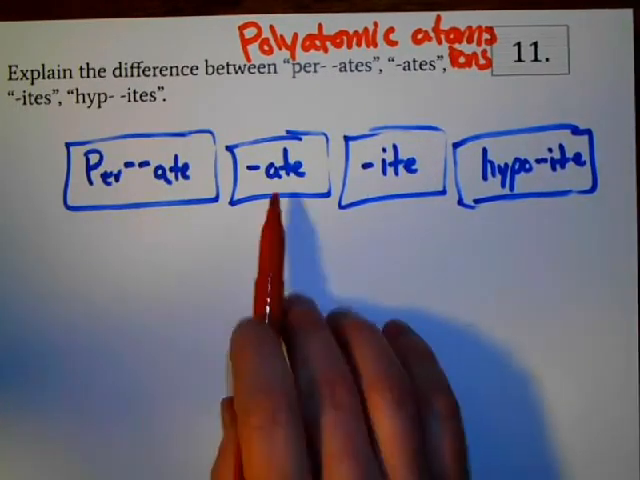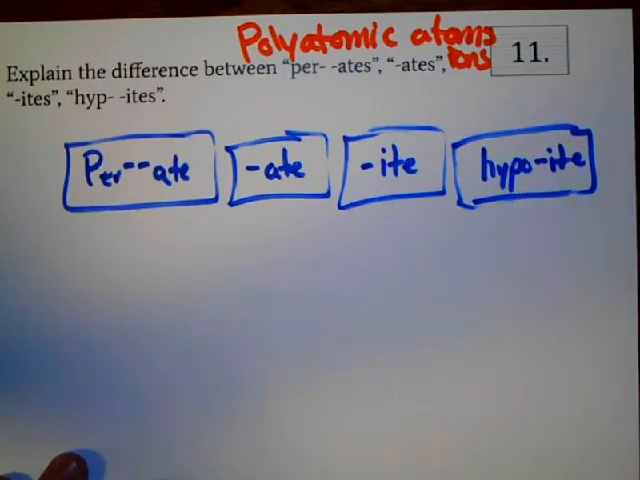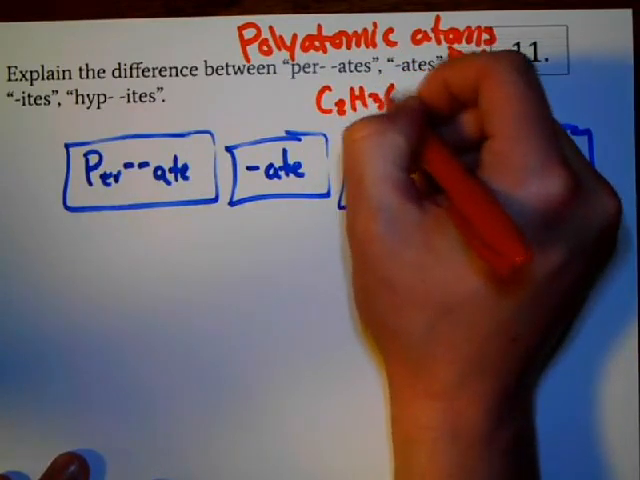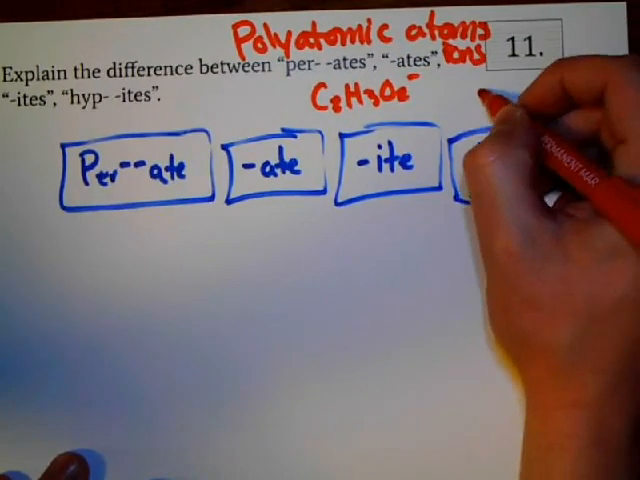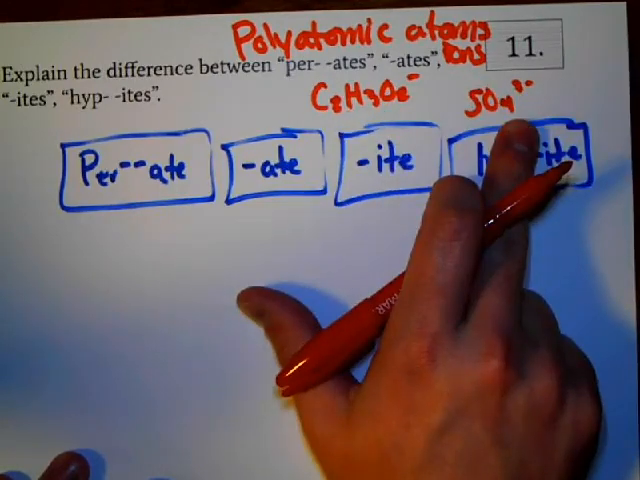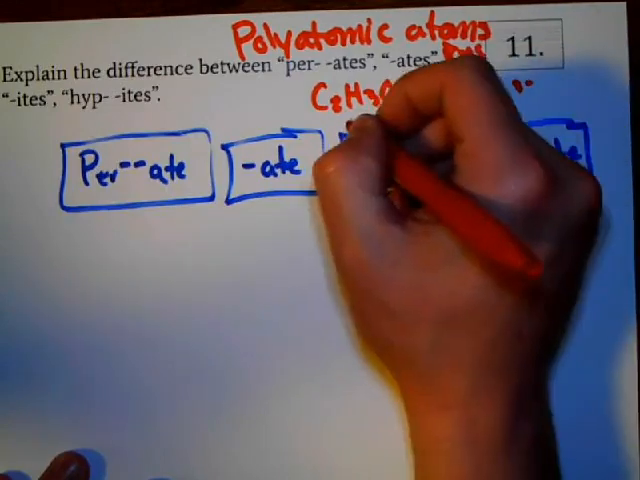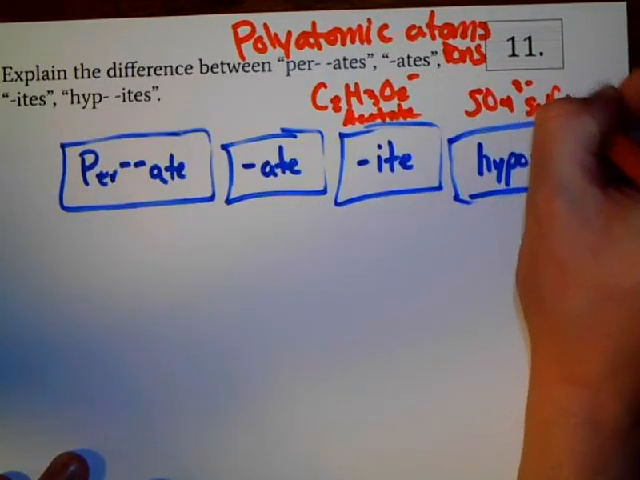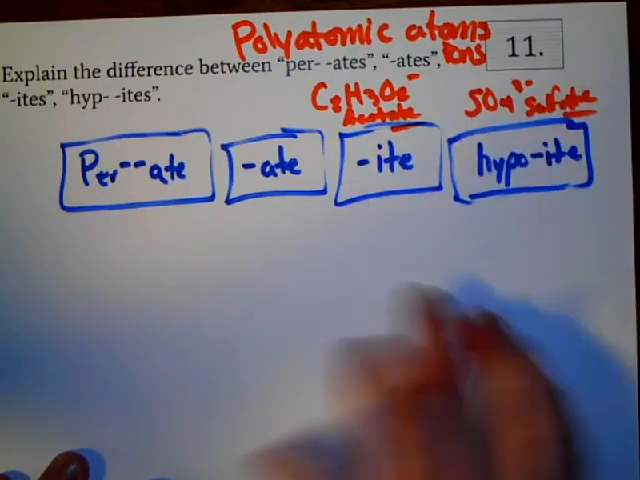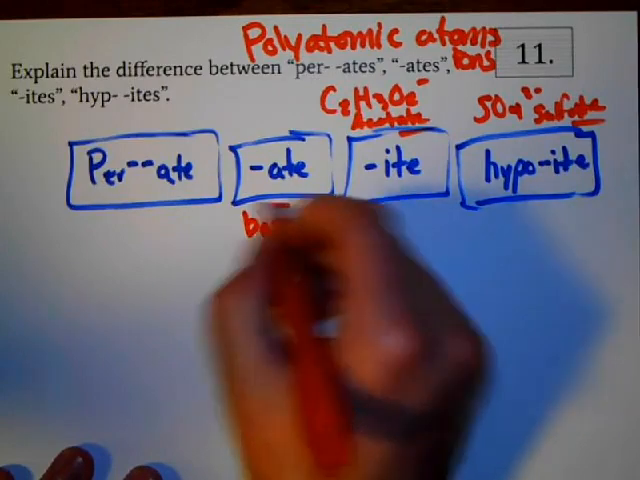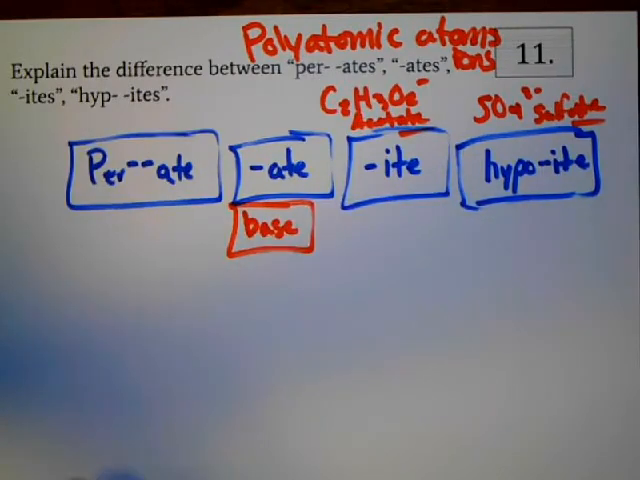So it's very important for us to know the ates, the ites, the per-ates, the hypoites. But more importantly, it's all from the polyatomic ions. As we do our polyatomic ions like C2H3O2 minus 1 charge, or we get sulfate SO4 2 minus, they all end up having the same suffix there, if you noticed. This is acetate, and this is sulfate. They all end in ate. All of the polyatomics that I had you memorize so far all end in ate. Those are our base polyatomic ions.